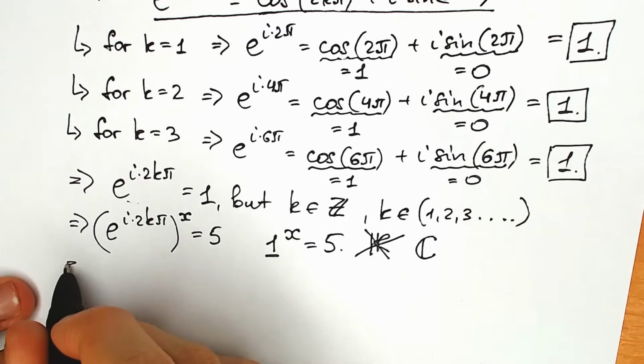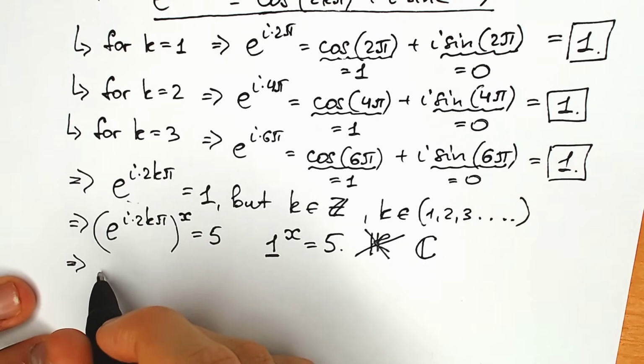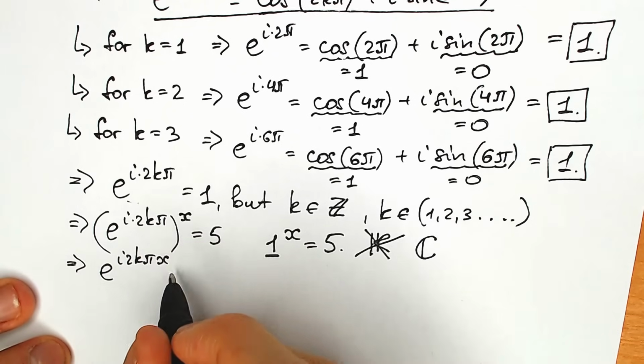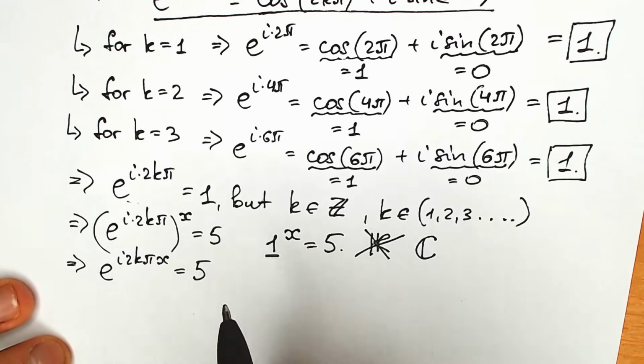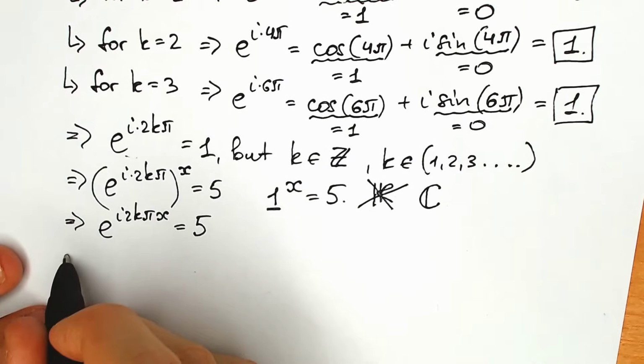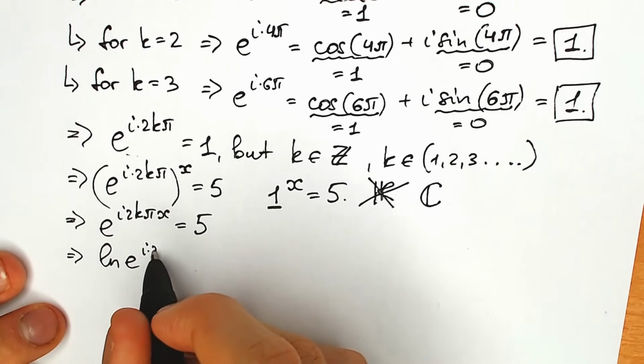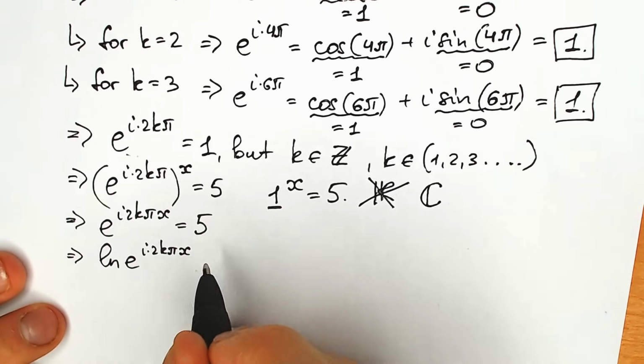Right now, let's simplify it. Of course, we can easily raise this to the power x. We will have e to the power i 2kπ x equal to 5. Right now, let's apply natural log on both sides. Okay, let's do this. So natural log of e to the power i times 2kπ x equal to 5.